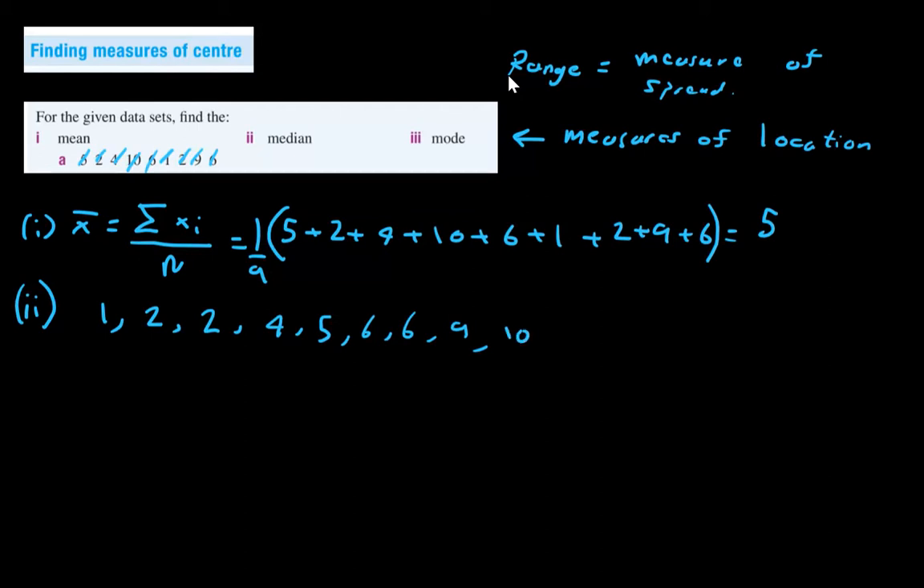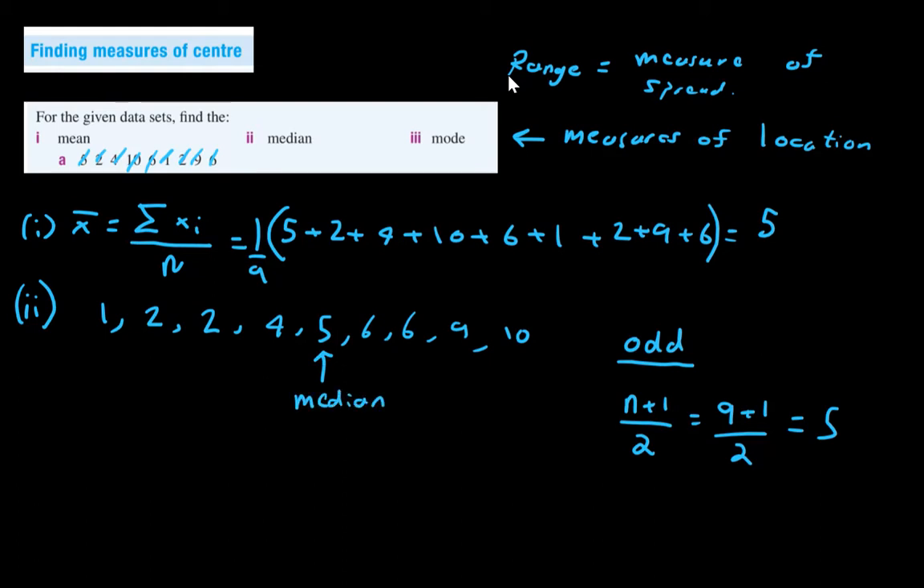Okay, so we have 9 pieces of data. So 9 is odd. So we use n plus 1 divided by 2. The position of n plus 1 divided by 2 gives the median. So we've got 9 plus 1 divided by 2 is 5. So the median is 5 spaces along: 1, 2, 3, 4, 5. The median just happens to be 5.